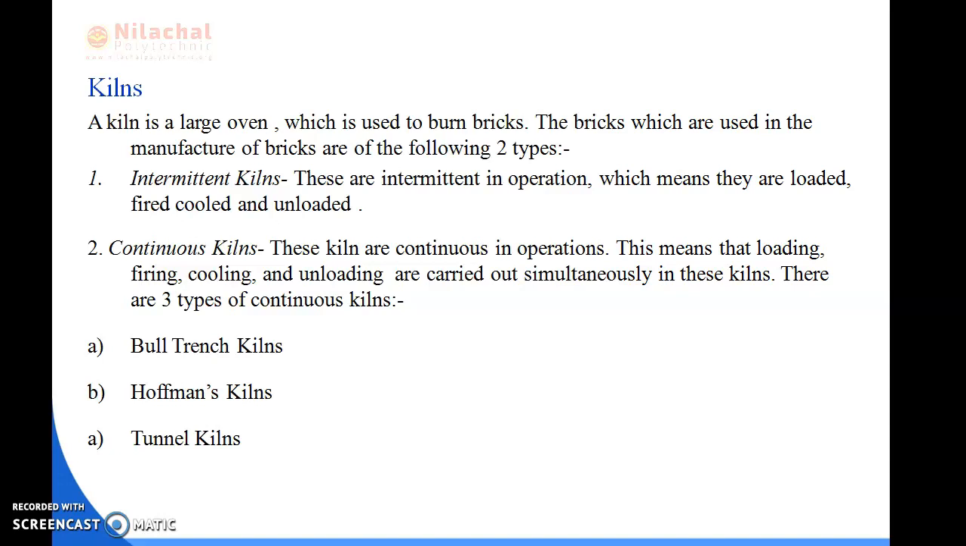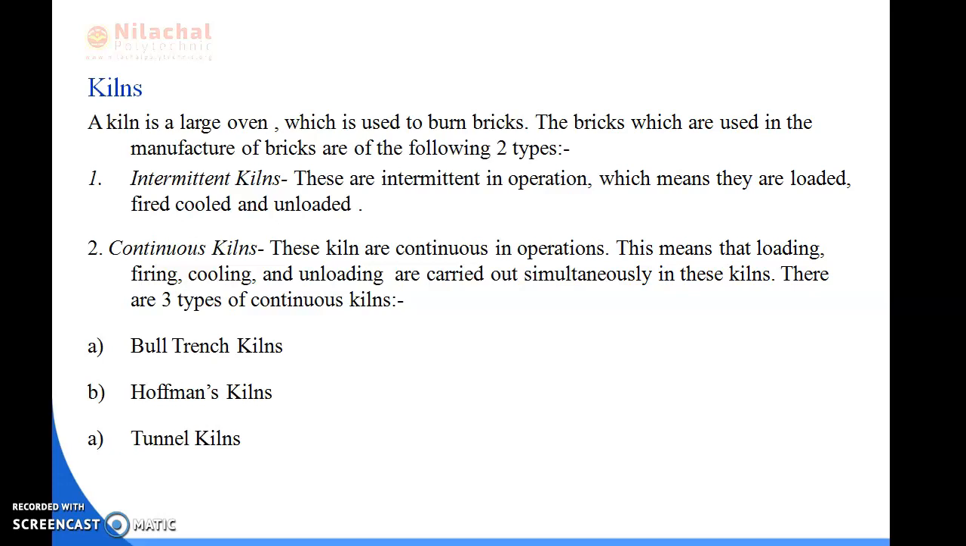Next is continuous kilns. These kilns are continuous in operation. This means that the loading, firing, cooling and unloading are carried out simultaneously in these kilns. There are three types of continuous kilns: first is bull trench kiln, then Hoffman kiln and tunnel kiln. Okay. So we will be reading about continuous kilns.